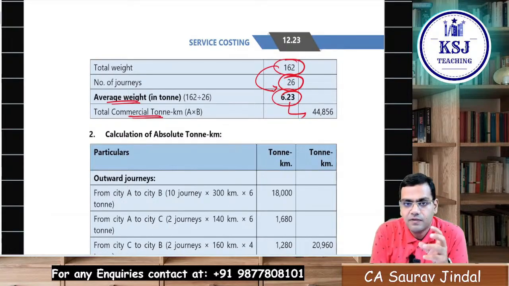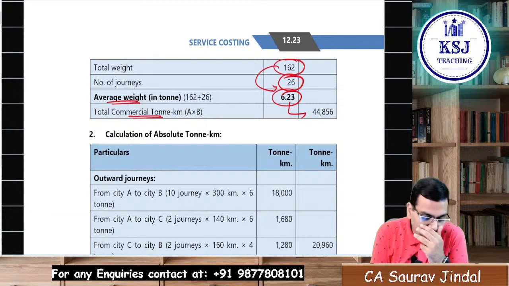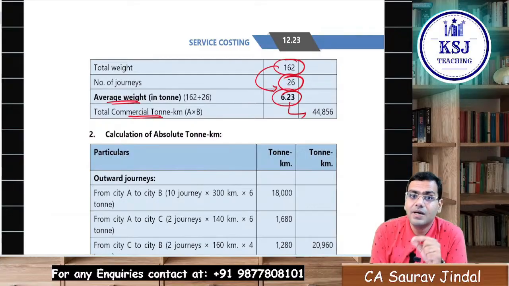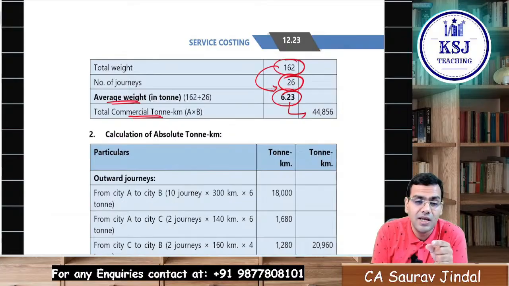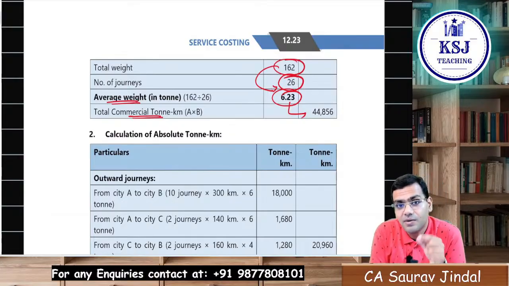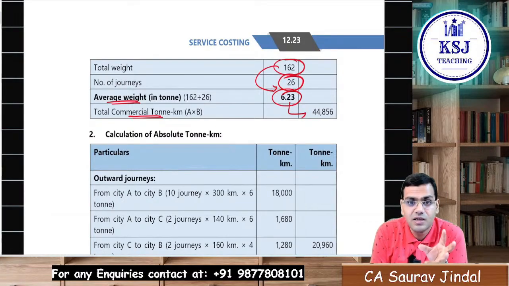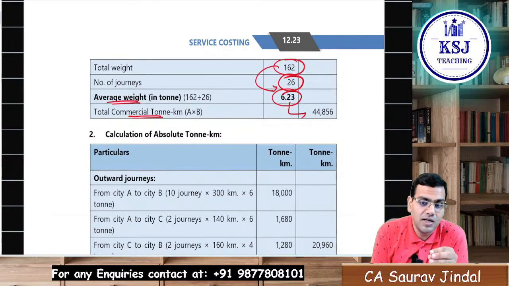Be very careful: if we are calculating the weight being carried, we are considering every journey as a separate journey. That is why we have considered 26 journeys, because for each journey you are carrying a separate weight, right? For each journey you are carrying a certain amount of weight. So every journey is being calculated separately. Here we are not taking 12 trips, we are talking about each journey.